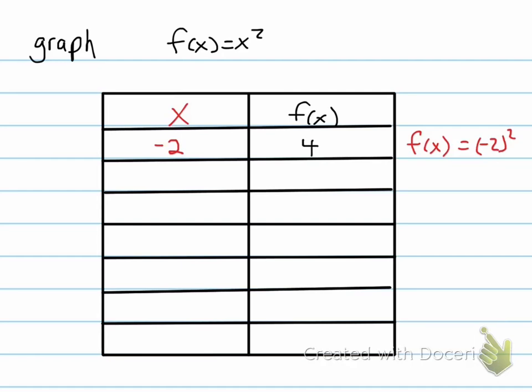Let's try negative 1. Same thing. f of x equals negative 1 squared. So this will equal positive 1. And we go forward, so I'll pause it here. I want you guys to try this. 0, 1, 2, 3, and 4. Alright, so try these. I'll pause here.